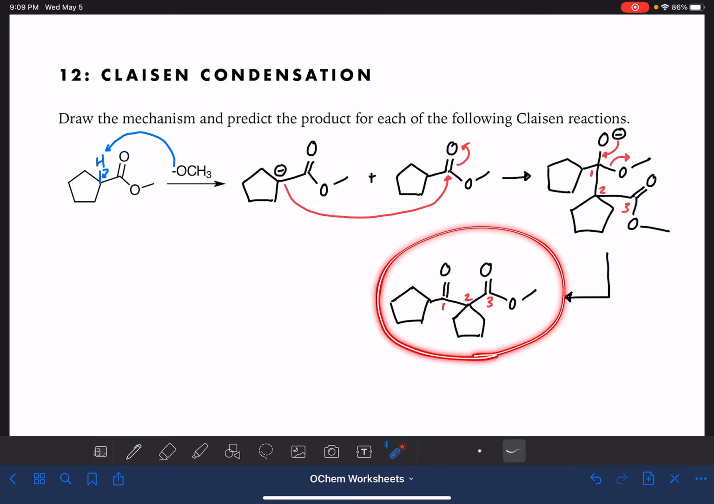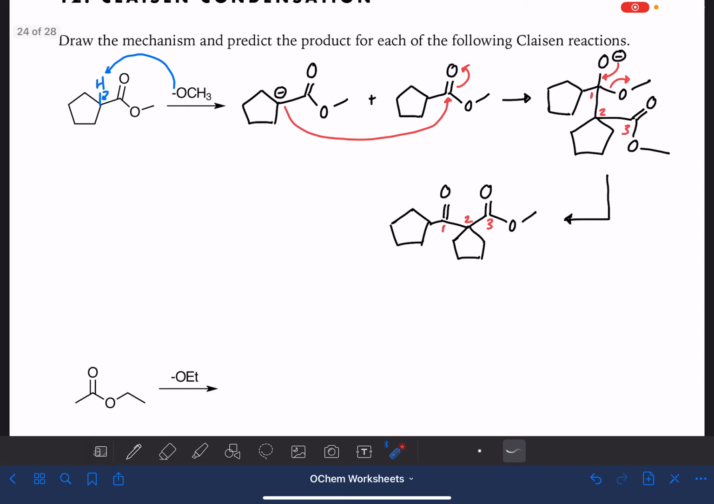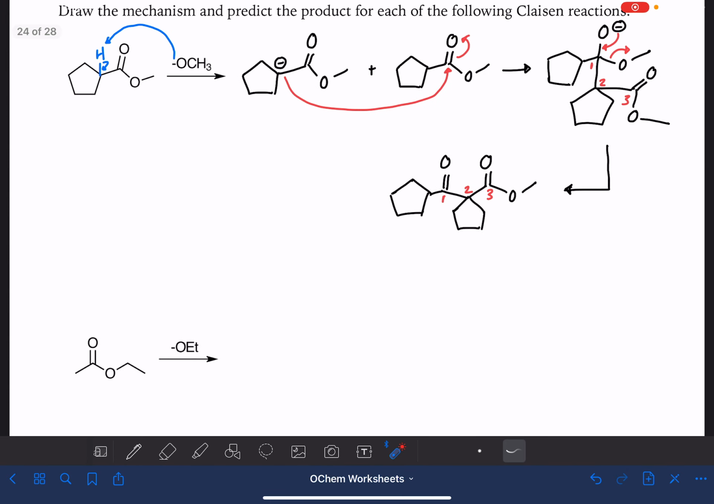This is where these reactions stop. They're pretty similar to an aldol reaction in terms of the mechanism, but they don't undergo any sort of dehydration or condensation reaction afterwards. Let's do another example. So down here, we're looking at our next one.